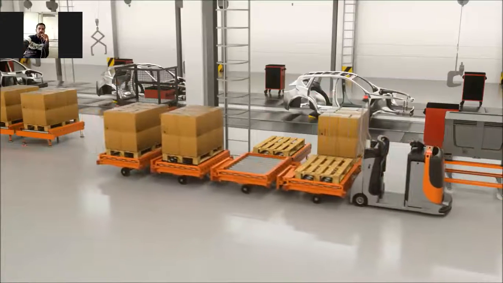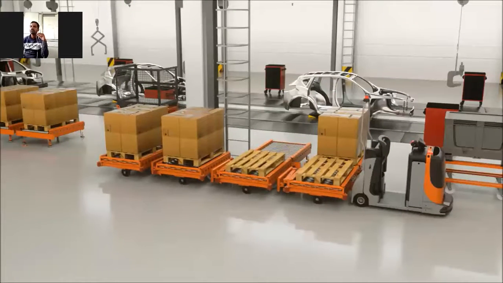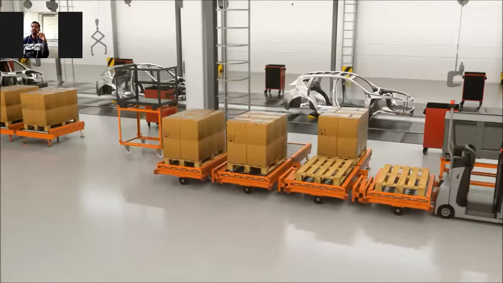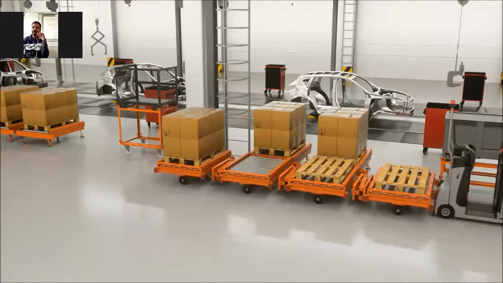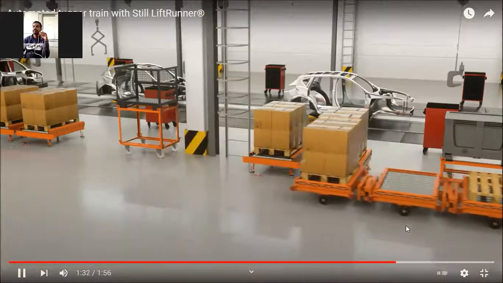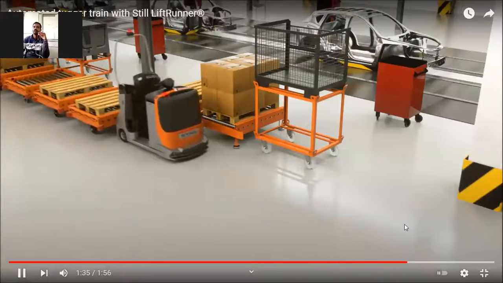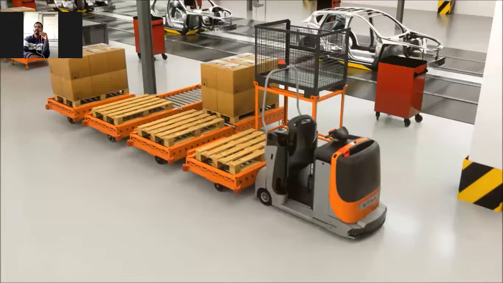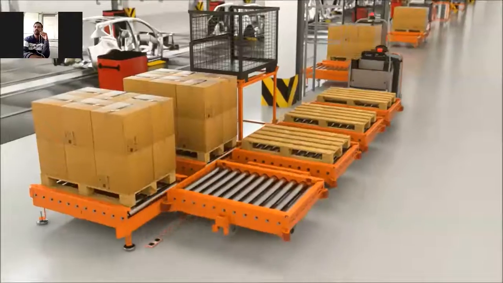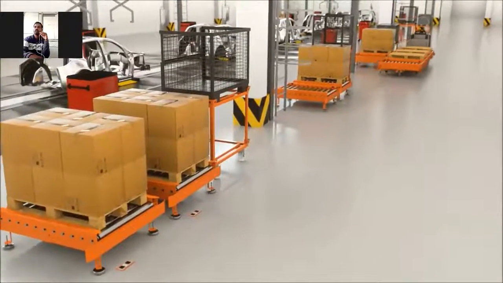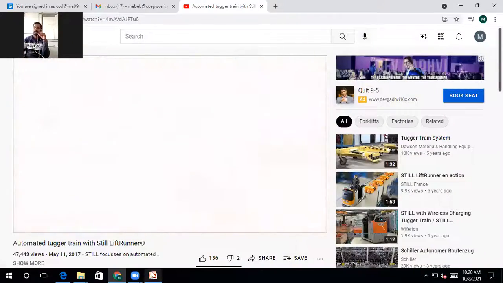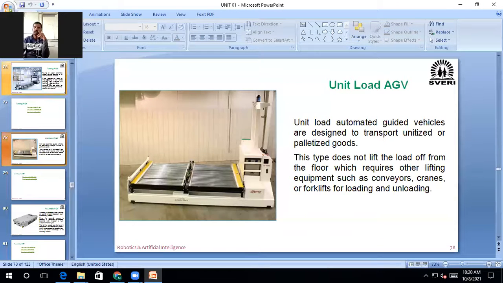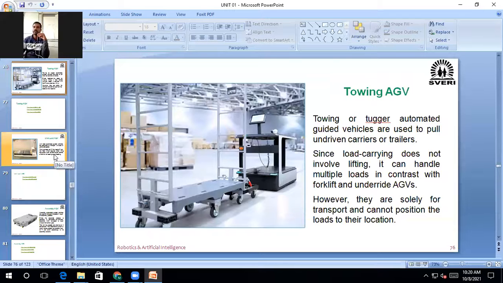For assembly purpose, these two AGVs are used. You can see this. The empty carts are lifted and the just-filled one is placed in the right place. Okay, you might have understood these towing AGVs and how the towing is done by these vehicles.